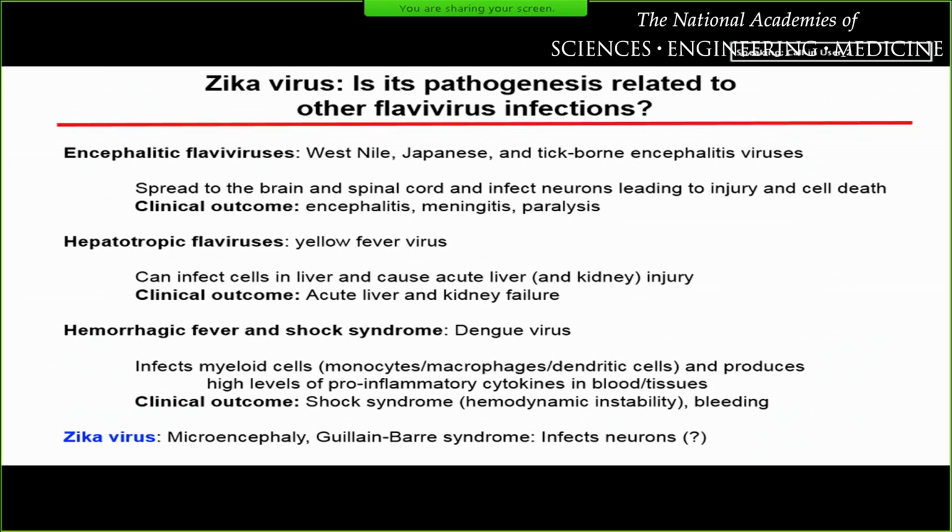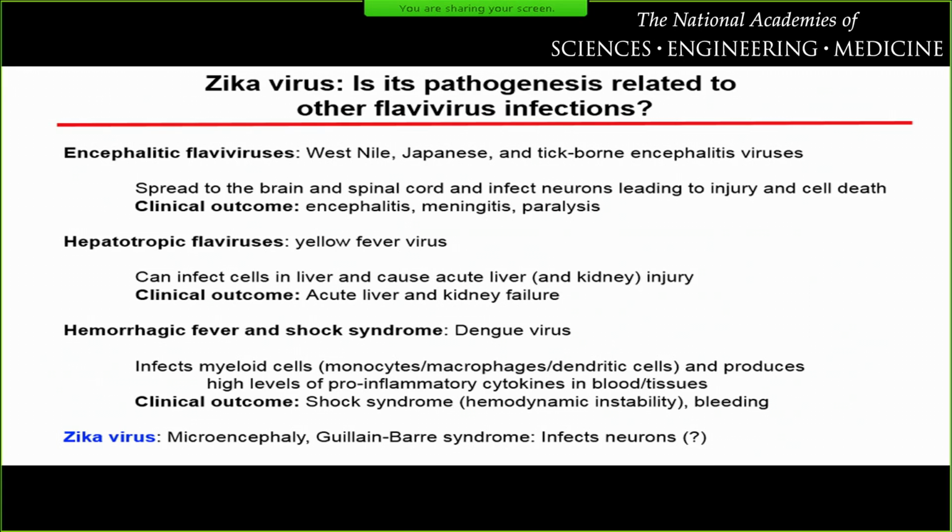So one of the questions I wanted to address is the pathogenesis of Zika: is it different, is it unique, how does it relate to the other flavivirus infections? And so I'm just going to review the 4 major virus families now in terms of what diseases they cause and where Zika stands. And so the encephalitic flaviviruses, which include West Nile, Japanese, tick-borne, as well as St. Louis encephalitis virus. These viruses effectively replicate locally wherever the mosquito bites.